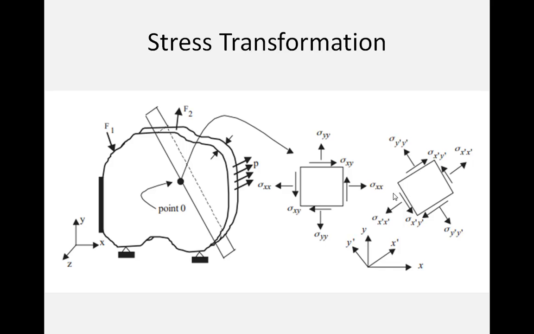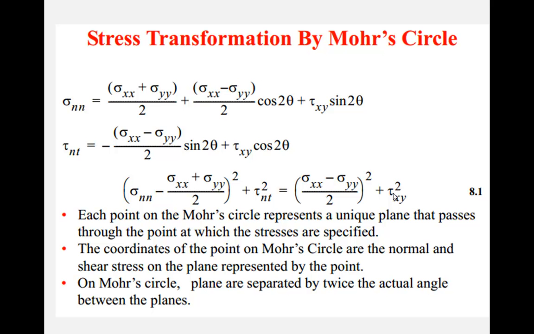Now move to the stress transformation. A very convenient method for this is Morse circle. The center of the circle is sigma x plus sigma y by 2, and the radius is square root of sigma x minus sigma y by 2 whole square plus tau xy whole square.